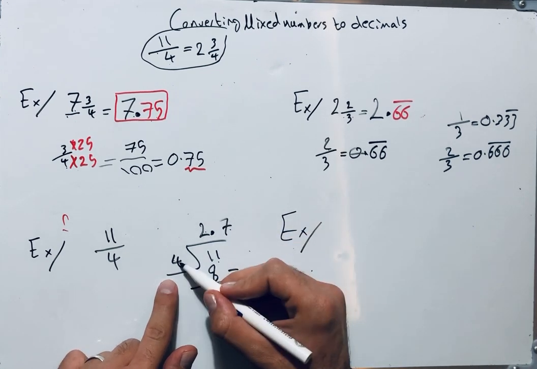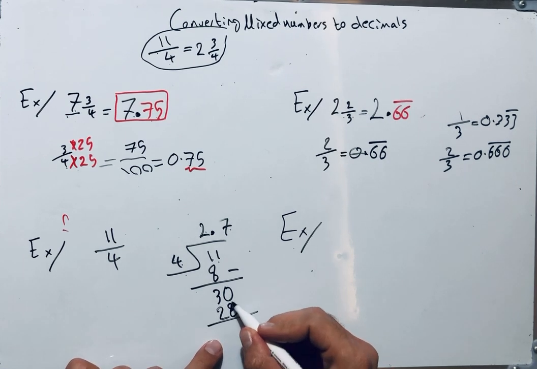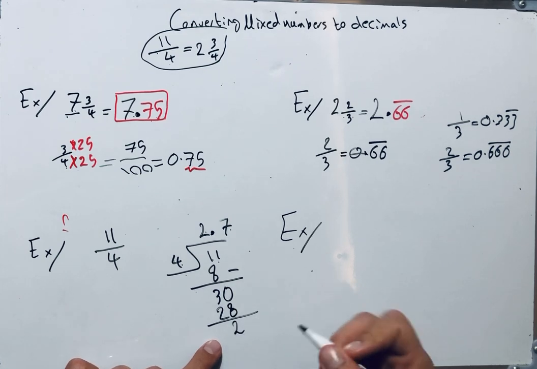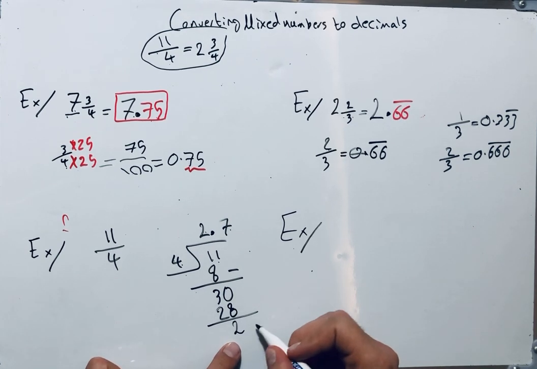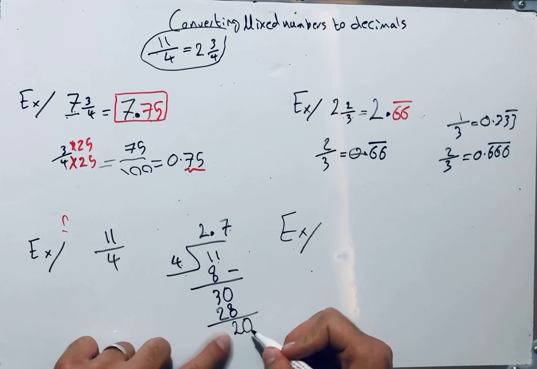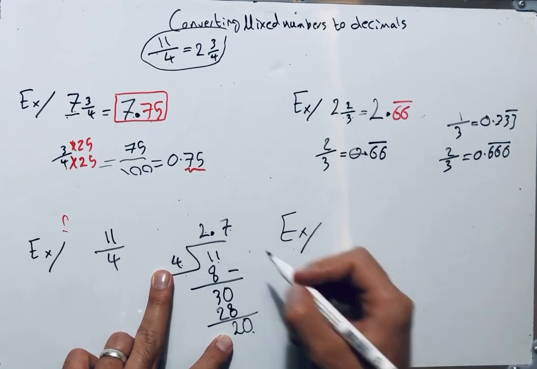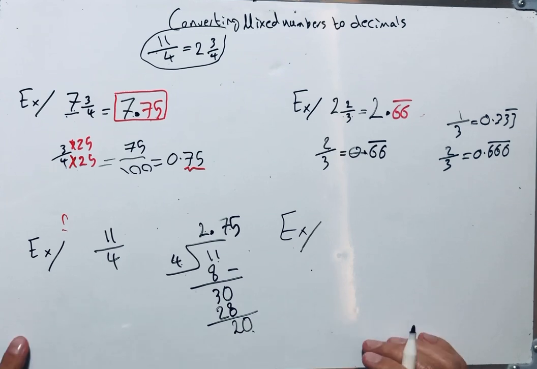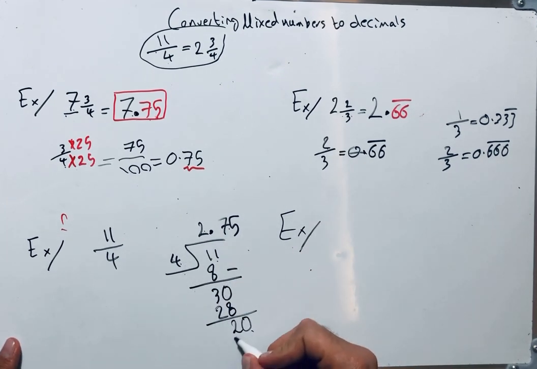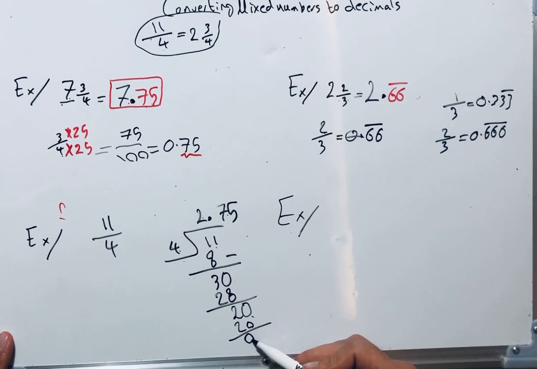Now 7 times 4 is 28, so you can subtract these also, and you get 2 again. Now, how many fourths in 2? None. So you put a 0. How many fourths in 20? Exactly 5, right? So now multiply 5 by 4, you get 20. Subtract, you get 0. Since the remainder is 0, the division is complete.